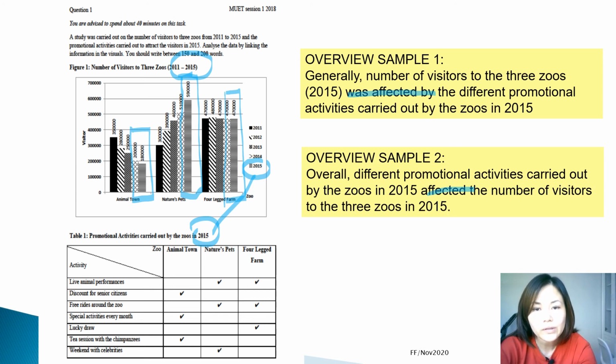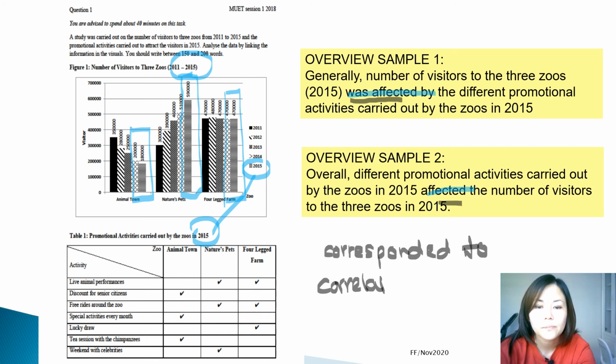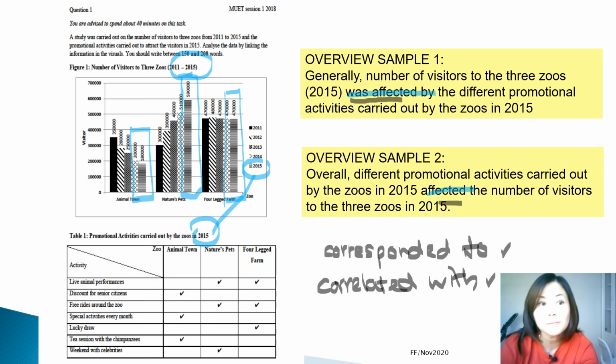Now, the word affected and was affected. If you are not sure, you can use the word corresponded to, or correlated with. So both of these will help solve your problem if you're not really clear which one affects which one. So both of these words, both phrases, can be used there.